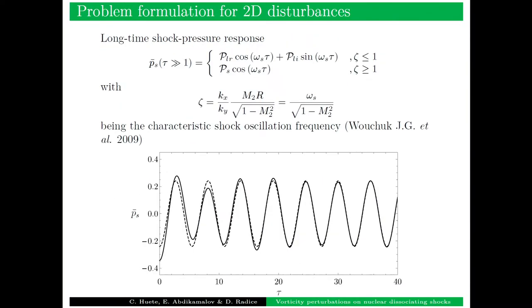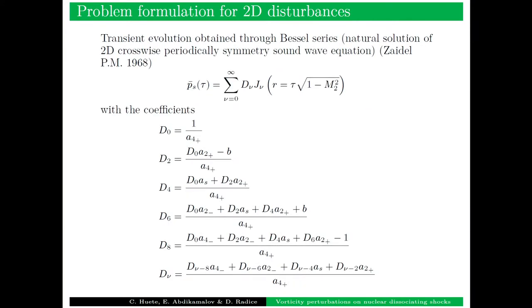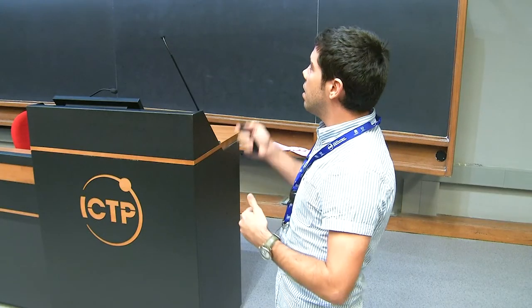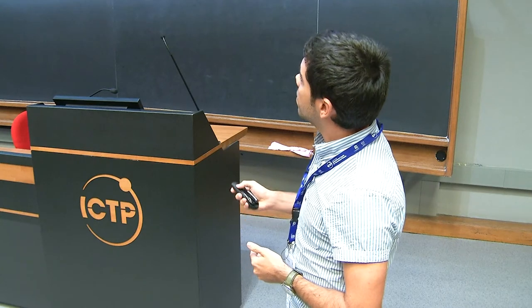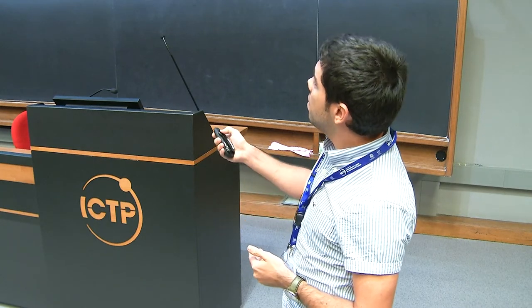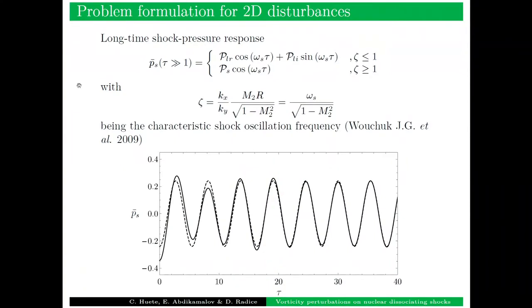the natural expansion to solve this equation is by means of the Bessel series, okay? Gustavo gave a talk yesterday, and he explained that pretty well. So the thing is that we can compute the shock pressure as a linear superposition of Bessel functions. Then we can get the transient evolution from the first time that the shock encounters the perturbations up to the asymptotic field. The asymptotic is provided here in terms of harmonic functions, and they fit pretty well.